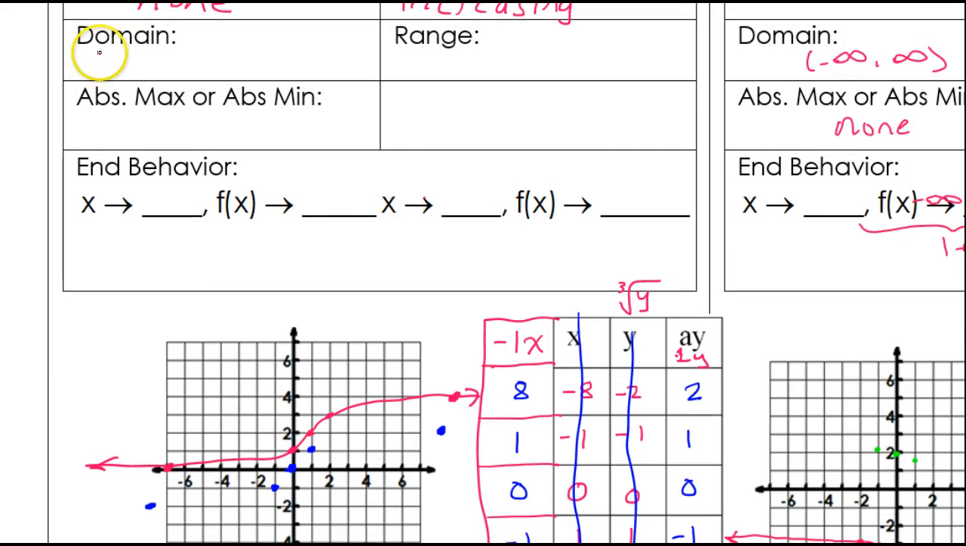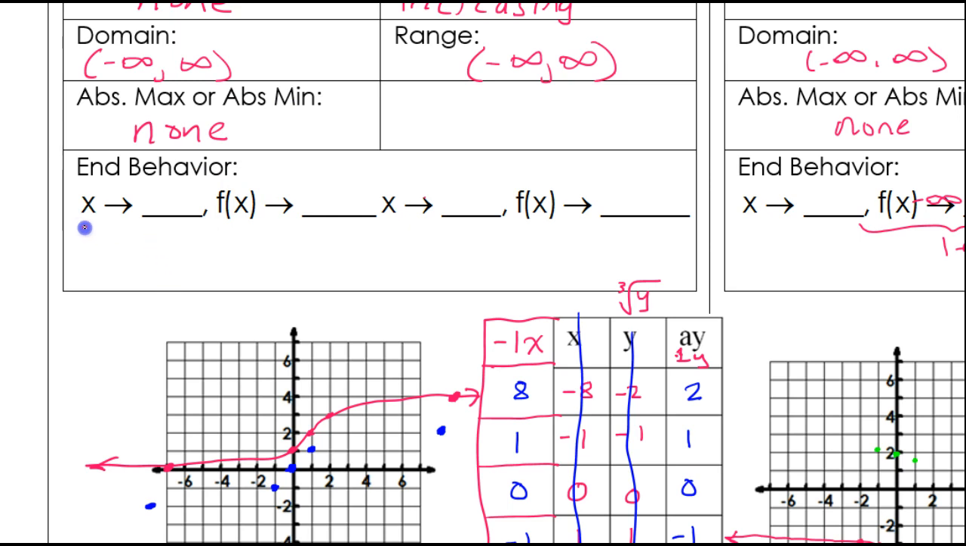The domain and range are both going to be negative infinity to positive infinity. Because the graph goes to the left and right forever, so that's the domain, and the graph goes down and up forever, so that's the range. Because of that, there will be no absolute maximum or absolute minimum, so we'll just say none.